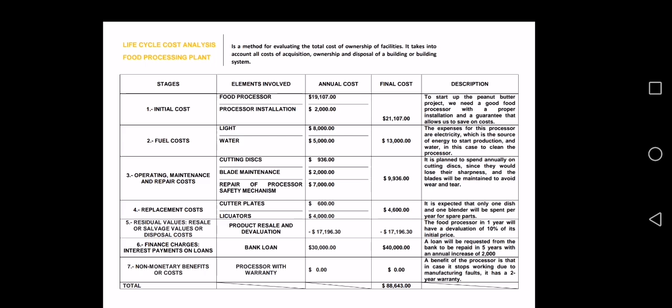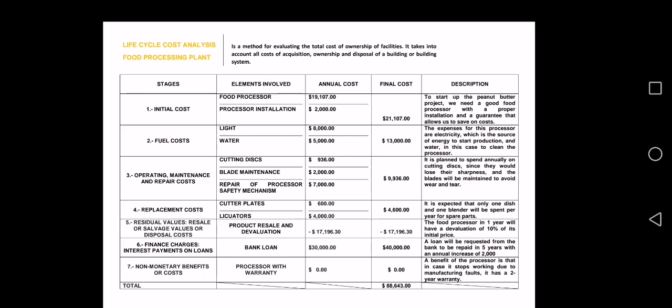And the second, the fuel costs, are light and water. Light is going to be the first and the important thing, because it's the source that is going to be working my processor, and it will be working like the blender to make the peanut butter. And the water is just to clean the processor and the area where we are going to work.